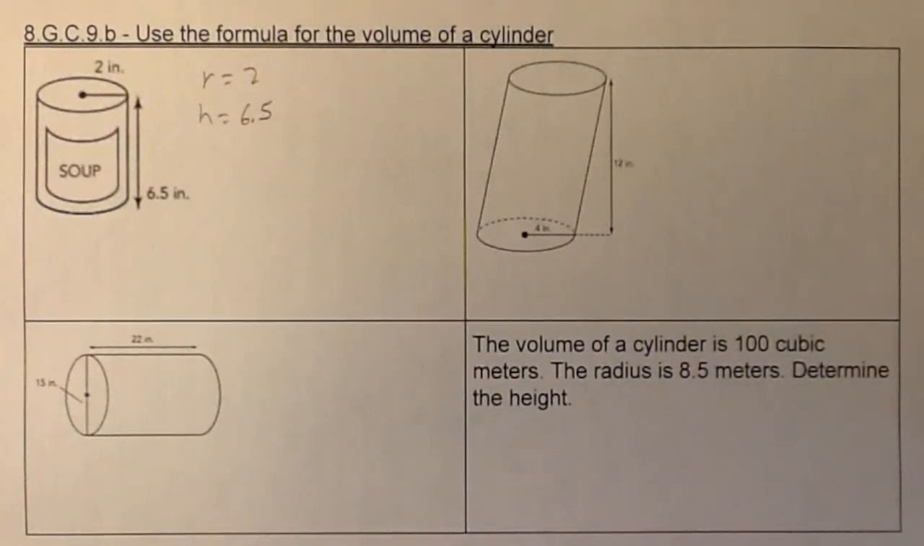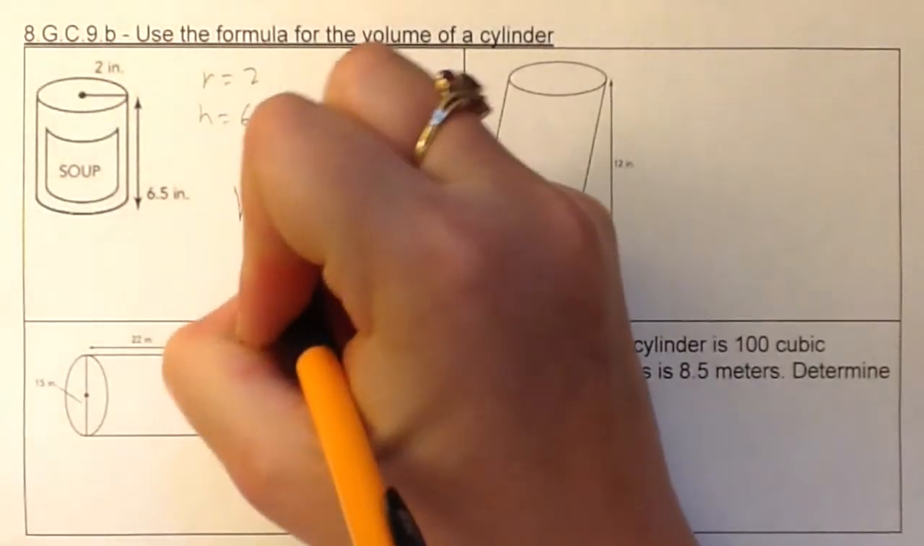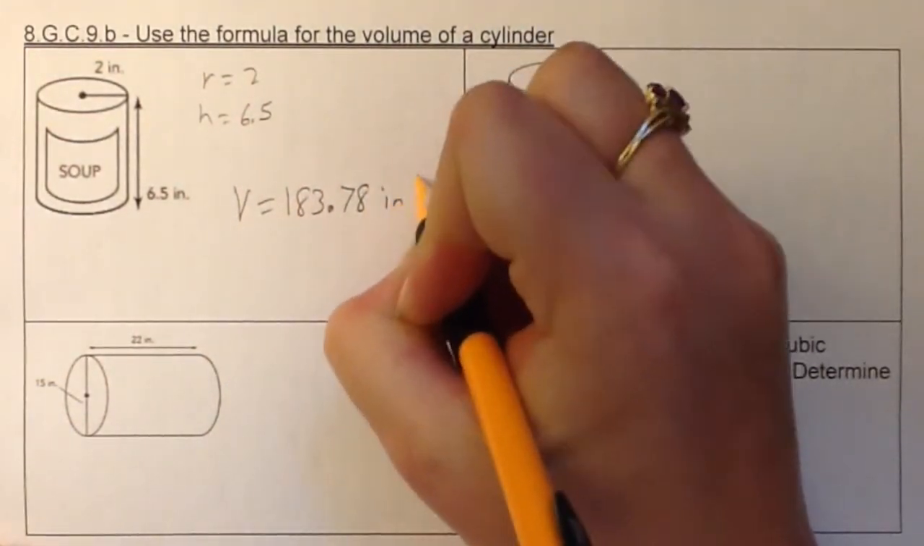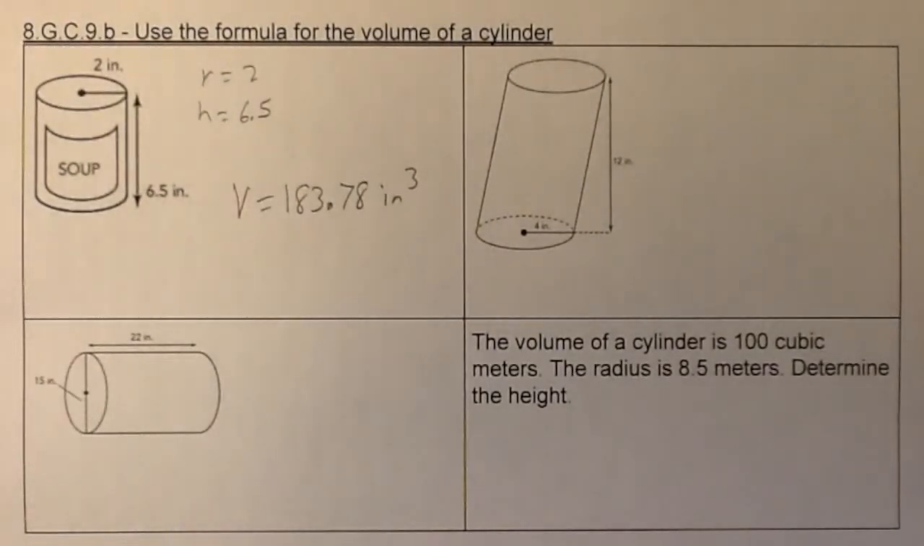So I'm going back into Google. Instead of cone, I'm going to put volume of cylinder, and then radius of 3, height of 6.5, and I'm getting the volume is 18378, and it's inches cubed.